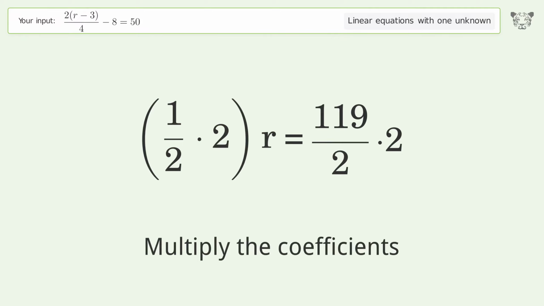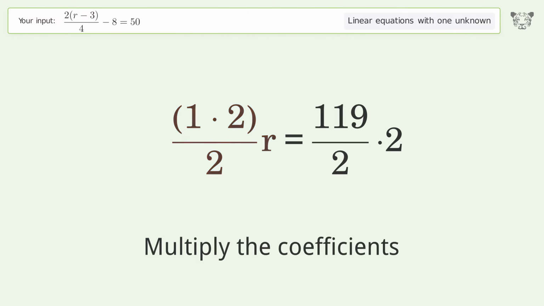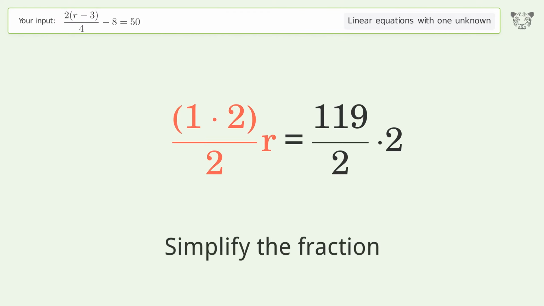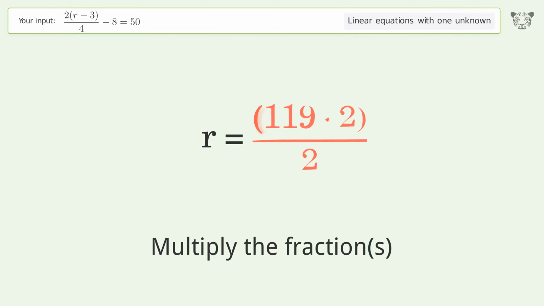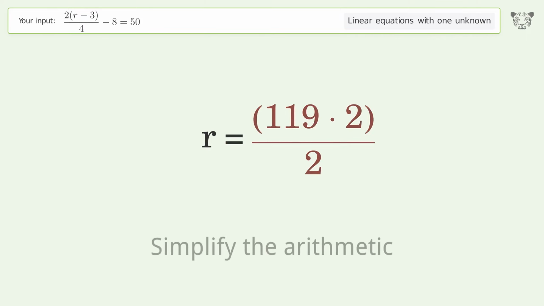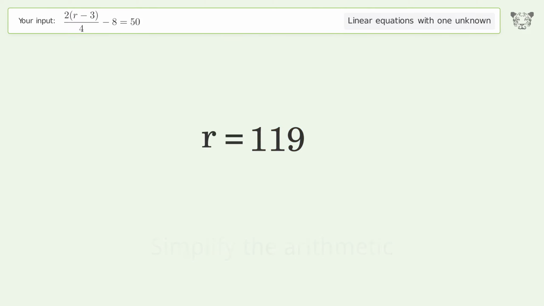Multiply the coefficients. Simplify the fraction. Multiply the fractions. Simplify the arithmetic. And so the final result is r equals 119.